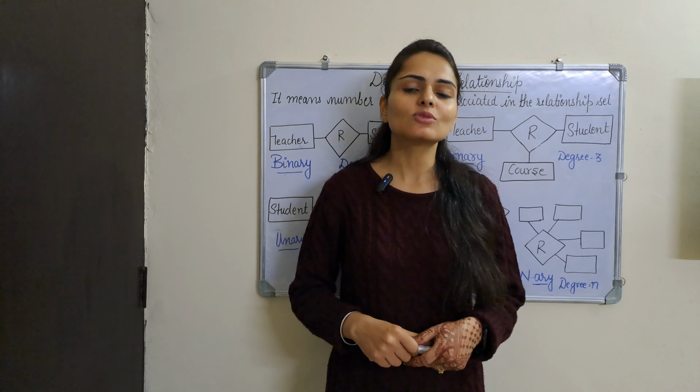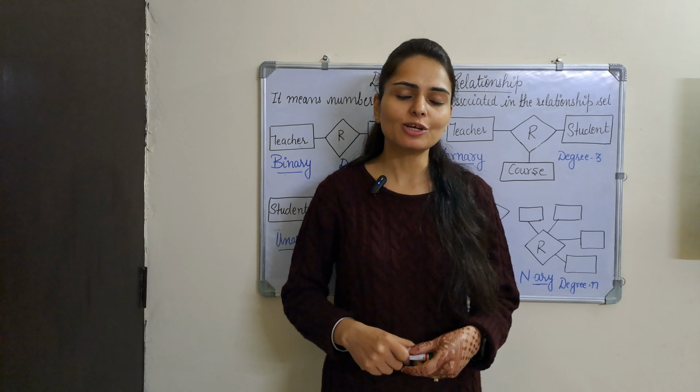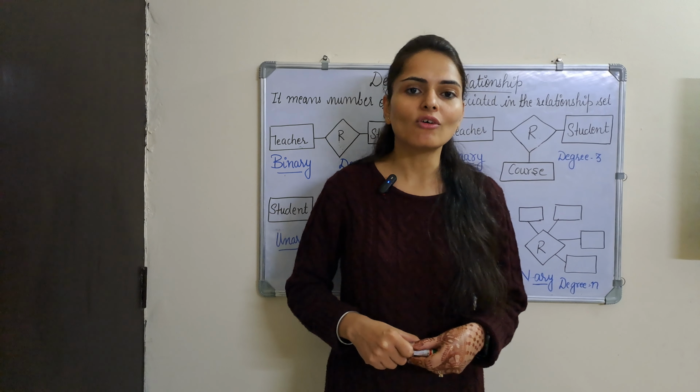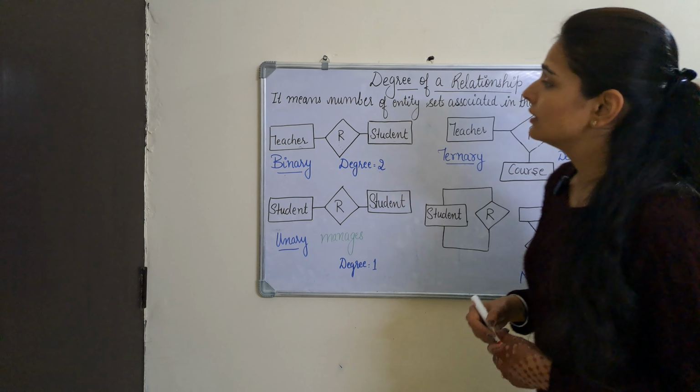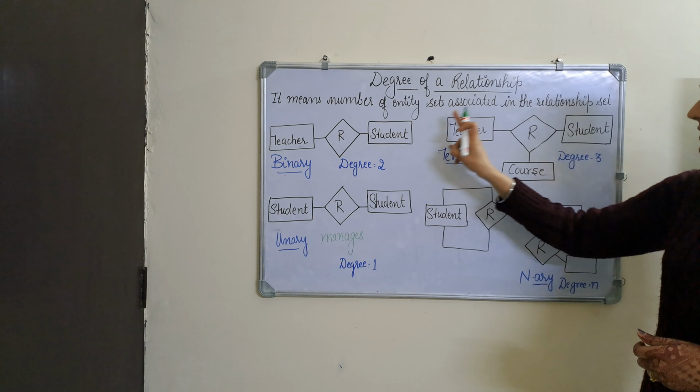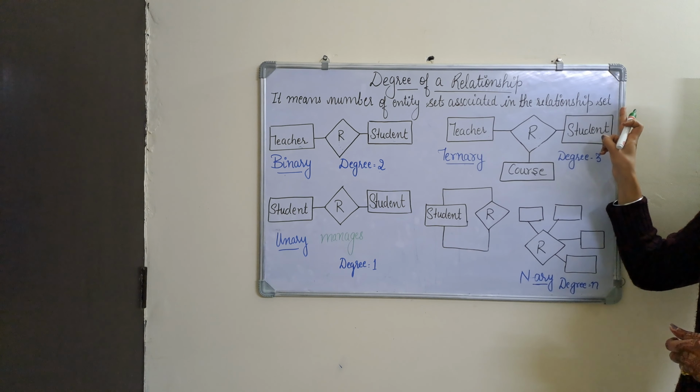In our last class, we discussed relationship and relationship set. Today we are going to talk about degree of relationship. So now, degree of relationship means the number of entity sets associated in the relationship set.